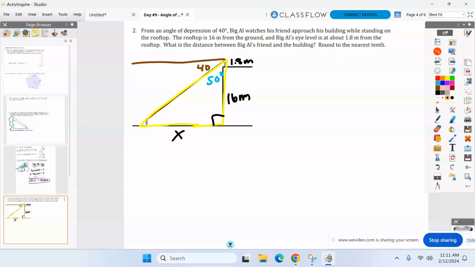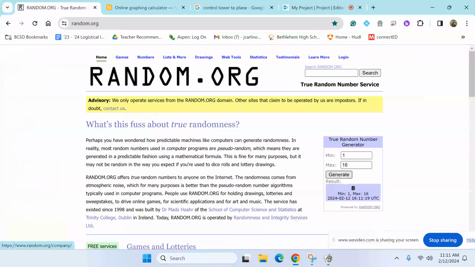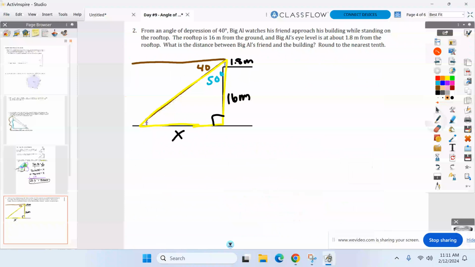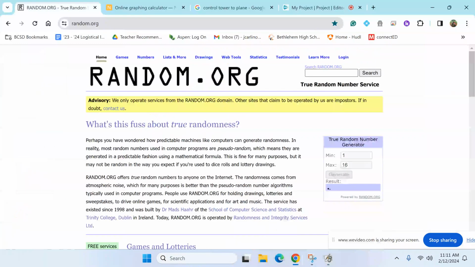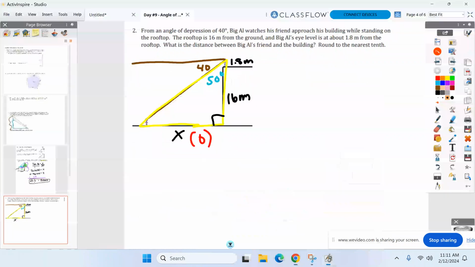All right, so if I'm using the 50, what's the side we're looking for there? X. Josh, what's that side we're looking for compared to the 50? X would be opposite. Good. And this side here, which is a combination of the rooftop and his eye level, would be what side for us? 16. Zeev? The rooftop, 17.8. Okay, it is 17.8, and that would be what side if I'm using 50? Adjacent. Yep. So we should be using tangent.